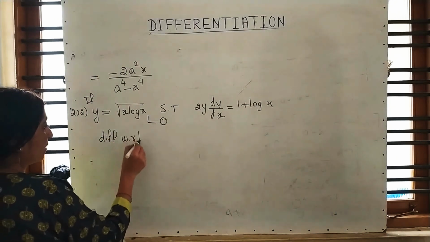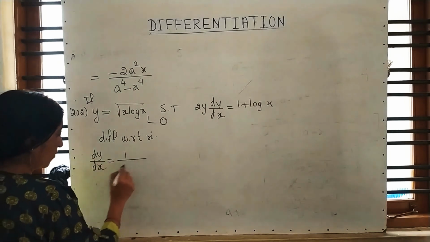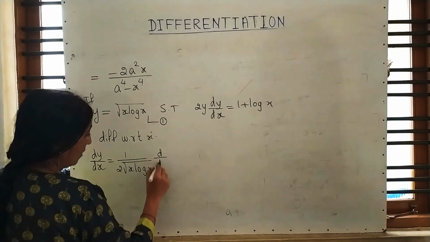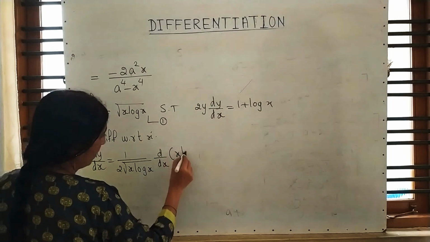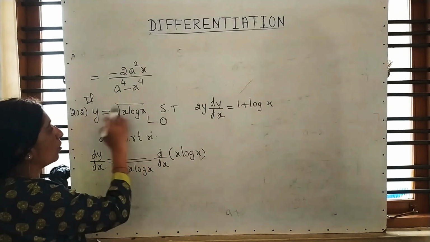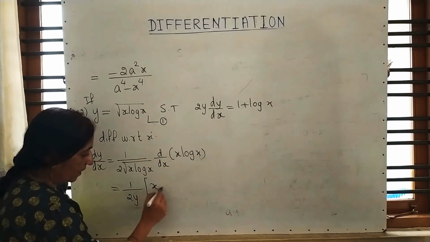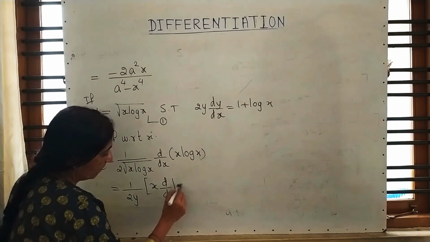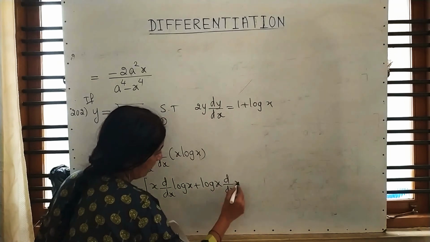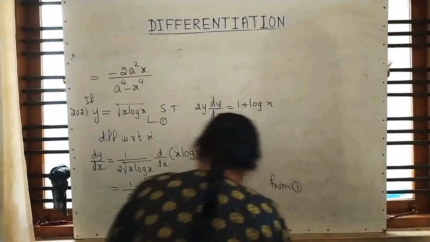Differentiate with respect to x. dy upon dx is 1 upon 2 root x log x into differentiation of x log x. And see, what is root of x log x? Is it y or what? And here apply u into v. And write down from equation 1. That y we wrote from equation 1.